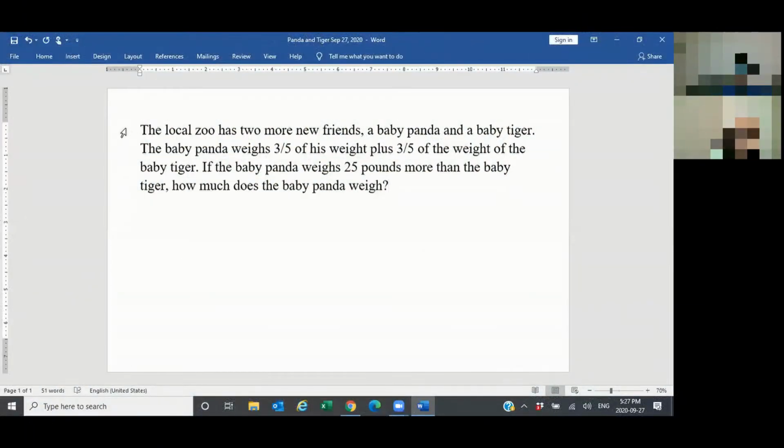Alright, so this question says, the local zoo has two more new friends, a baby panda and a baby tiger. The baby panda weighs 3/5 of his weight plus 3/5 of the weight of the baby tiger. If the baby panda weighs 25 more pounds than the baby tiger, how much does the baby panda weigh? To do this, I'm going to make a table.